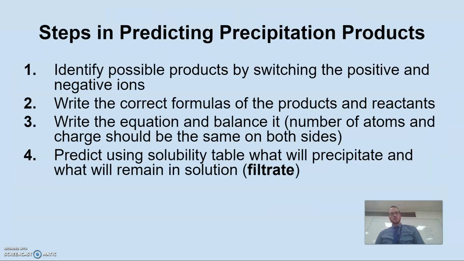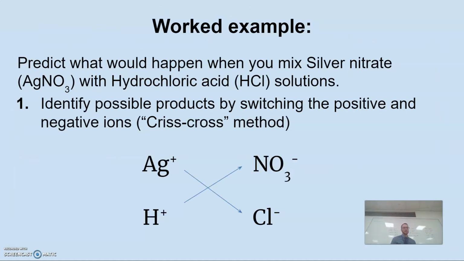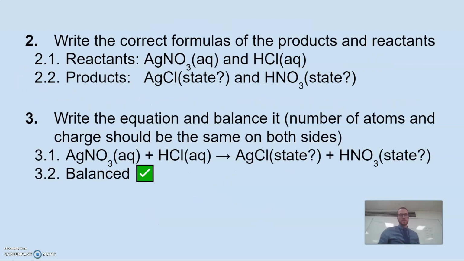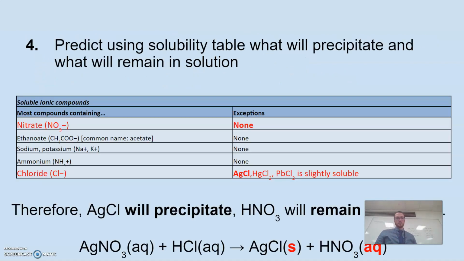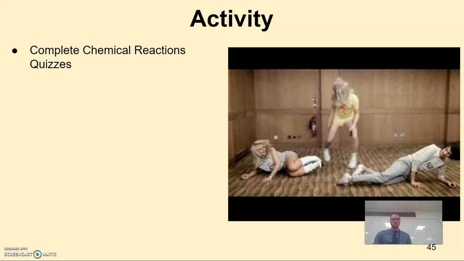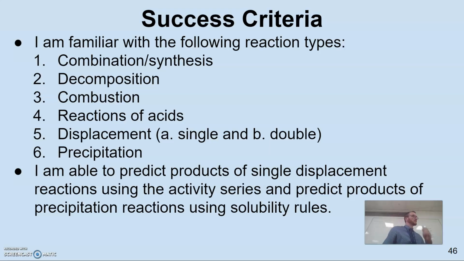So here's an example. Silver nitrate and hydrochloric acid, when we mix them, swap the ions, step one, I get silver chloride and hydrogen nitrate. So there's my reactants, there's my possible products. We want to consider what the states are. It's going to be solid if it's a precipitate, aqueous if it remains in solution. No exceptions for nitrates for solubility. So we know that HNO3 will be aqueous. Chloride binds with Ag to give us a precipitate. And there we go. That finishes types of reactions.